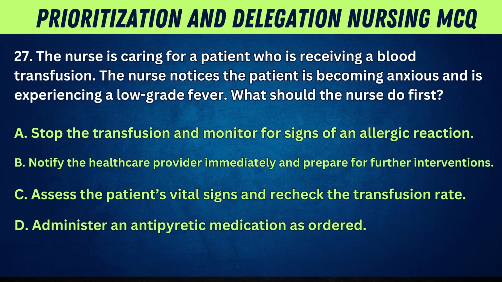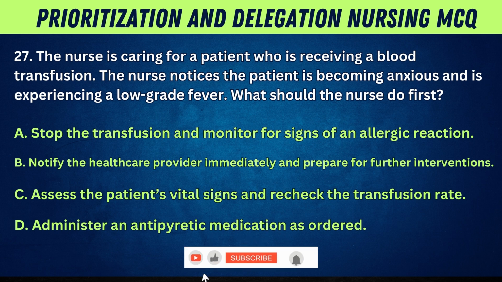27. The nurse is caring for a patient who is receiving a blood transfusion. The nurse notices the patient is becoming anxious and is experiencing a low-grade fever. What should the nurse do first? A. Stop the transfusion and monitor for signs of an allergic reaction. B. Notify the healthcare provider immediately and prepare for further interventions. C. Assess the patient's vital signs and recheck the transfusion rate. D. Administer an antipyretic medication as ordered.